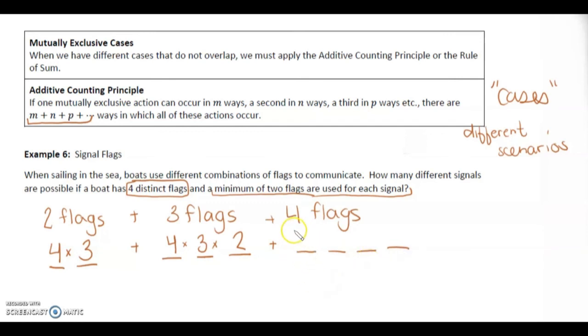Now, 4 flags. How many ways can we display all 4 flags? We have 4 flags to choose from at first. 3 are left, we have 3 to choose from. 2 are left, and we have 2 to choose from. And then we just fill in the last flag with whatever's left over.